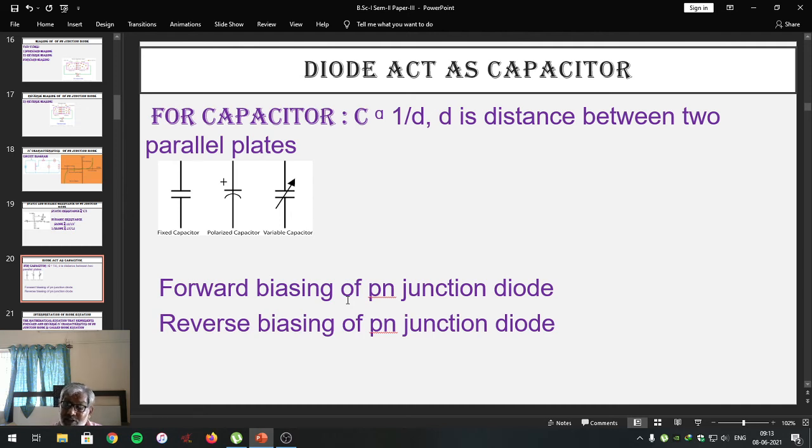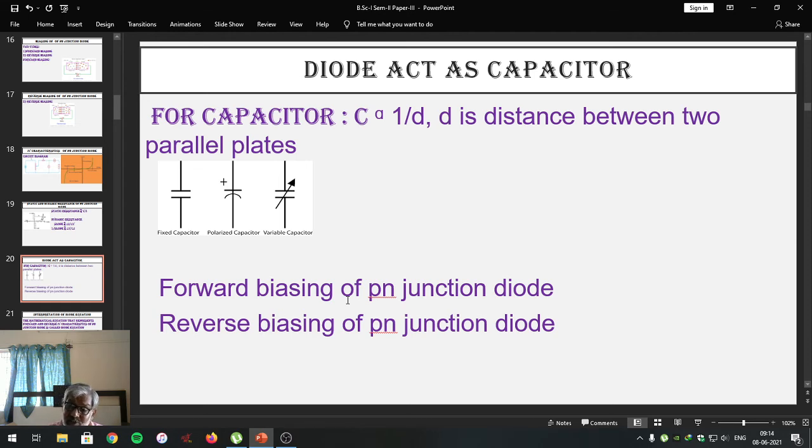But when the p-n junction diode is forward biased, we studied that the width of the depletion layer decreases, junction resistance decreases, barrier potential decreases, and it starts conducting current in the forward bias condition. In the case of a capacitor, what happens? If the distance between two parallel plates is decreased, its capacitance increases. So this is the same as the forward biased p-n junction diode.